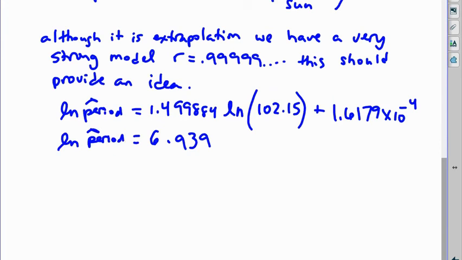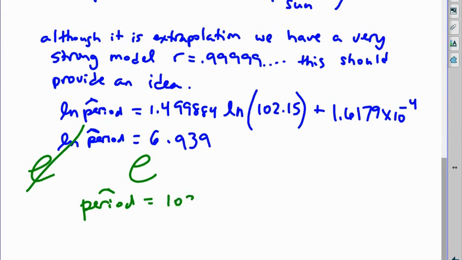So think about how when you're solving equations, in math everything has an inverse, and the inverse of the natural log is the base of e. So by writing it on both sides, I can cancel the natural log and find that the predicted period, notice my hat, is about 1,032 Earth years for this particular planet.